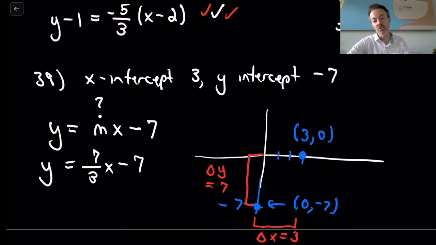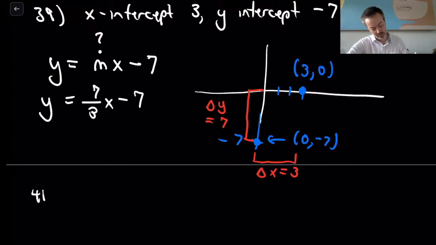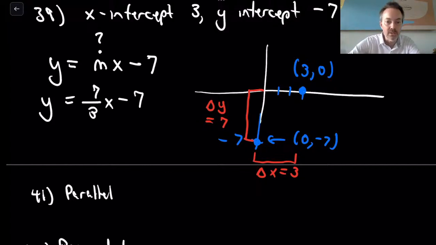So 41 and 42 have to do with parallel and perpendicular lines. Maybe let's do these real quick, and then we'll get into the other more meaty questions a little bit.